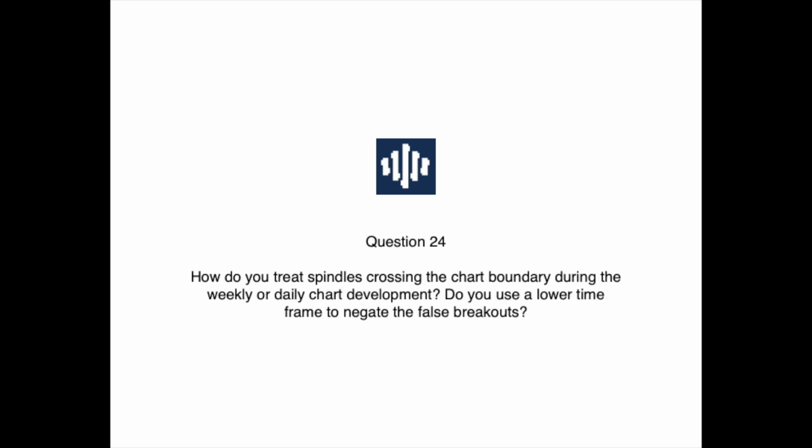How do you treat spindles crossing the chart boundary during the weekly or daily chart development? Do you use a lower time frame to negate the false breakouts? Spindles can happen, but if you're seeing a spindle on the weekly, that doesn't mean that there is a breakout confirmation on the daily. So we would like to see a daily close above the breakout confirmation level. So that's how I look at it. The confirmation level is taken on the daily scale.